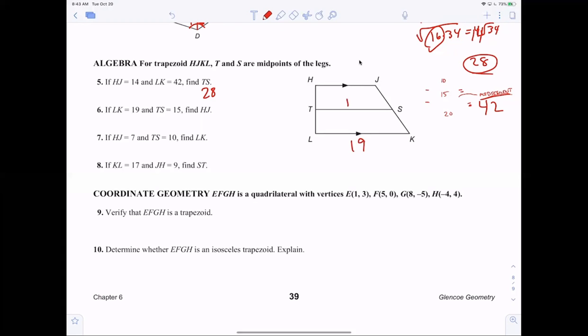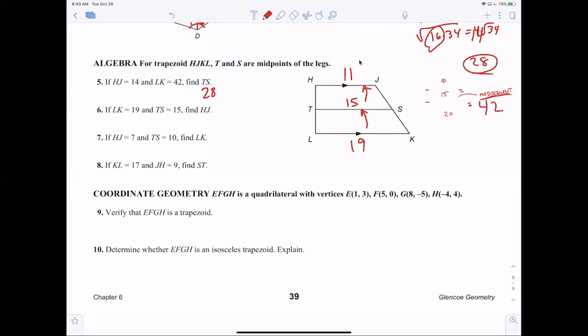Okay, LK is 19. Uh-oh, this throws everybody off. You sure? It's 11. Yeah, some of you with negative 11. That's good. It's negative 4. So obviously the easy way is to say I went down how many units? So I had to go down another 4. That's how simple these are.